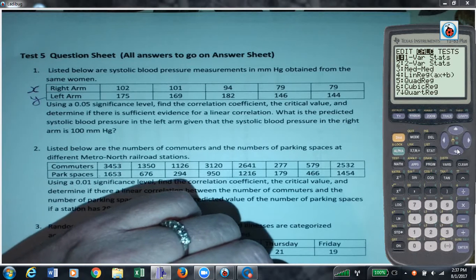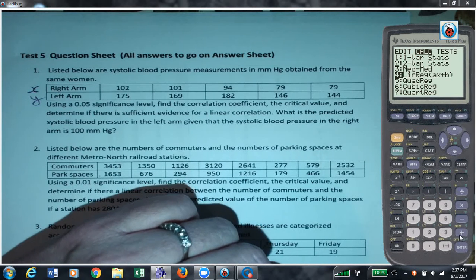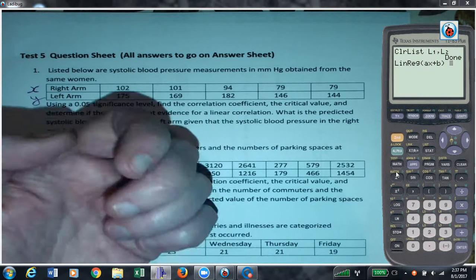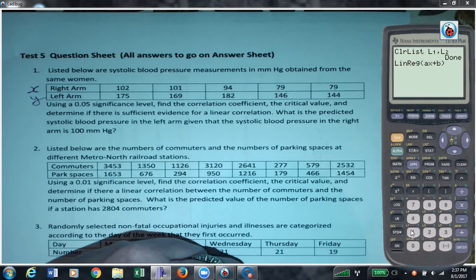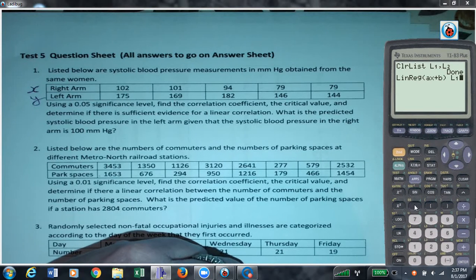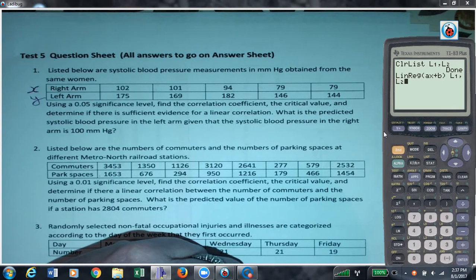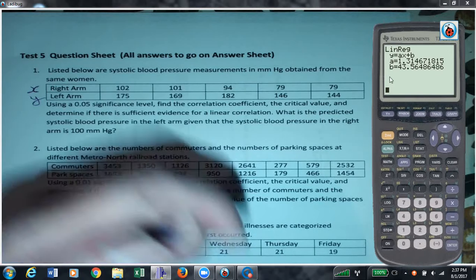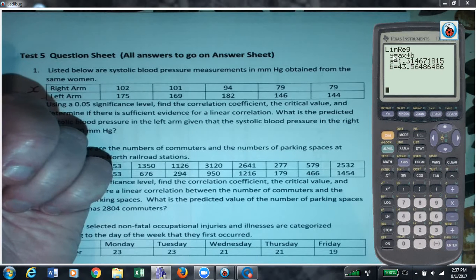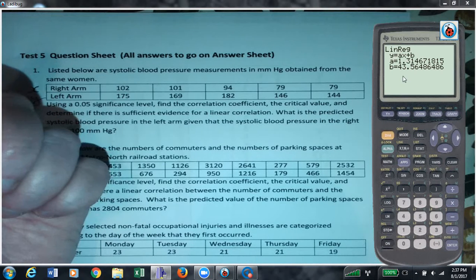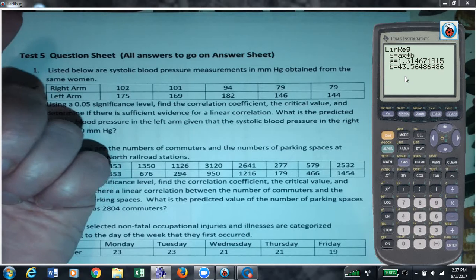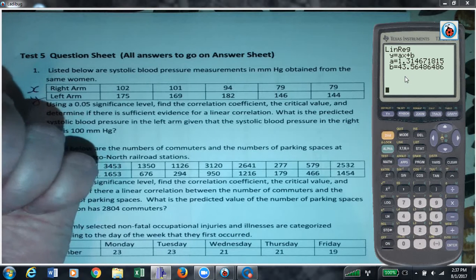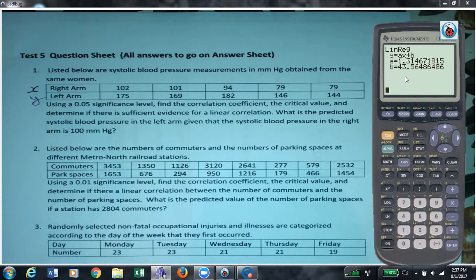Now, if I want to get the correlation coefficient R, let's see what happens if we just go to Calc and come down here to linear regression and tell it you want to do linear regression with list 1 and list 2. I get an A and a B for an equation of a line, but I don't get the correlation coefficient. So why is that not showing up there?